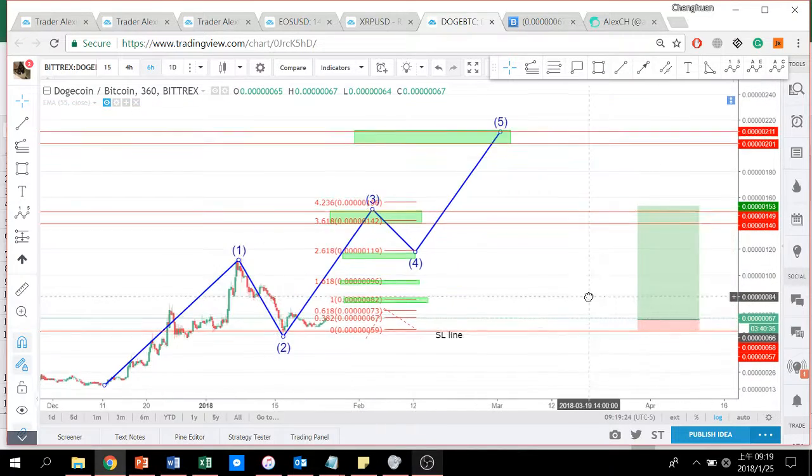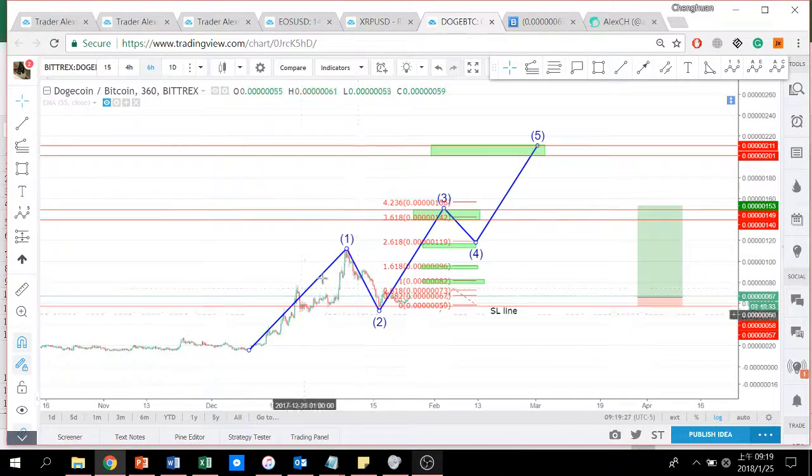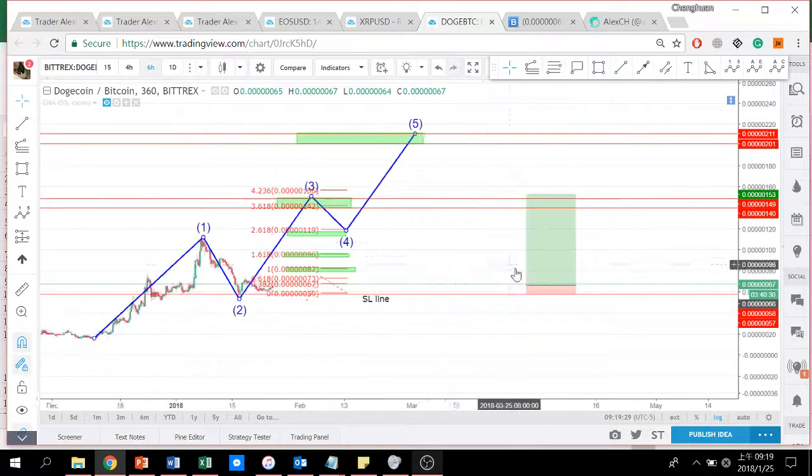So I'm not a financial advisor. You should allocate your own resources. This is the trade that I'm taking. I'm just sharing with you guys.